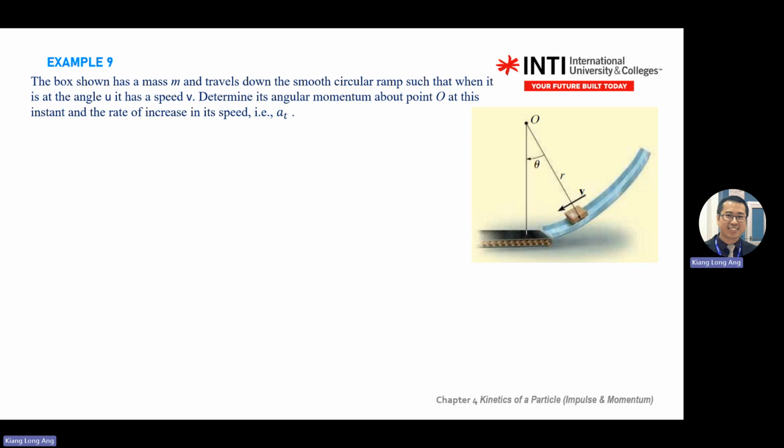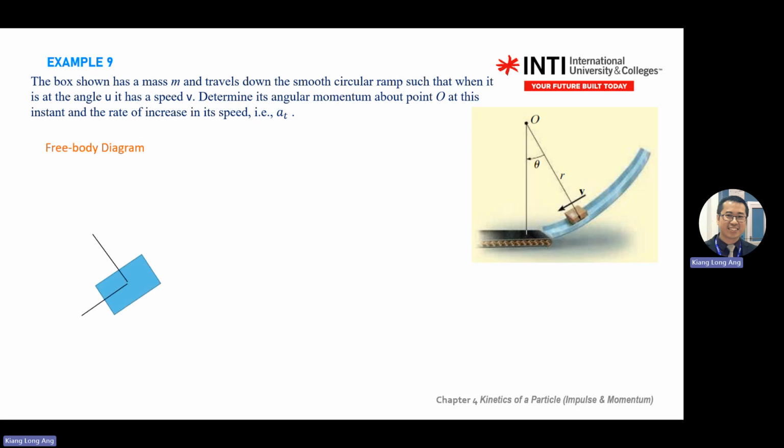So you're given mass m traveling on a smooth circular ramp. Smooth means no friction, such that when it's at the angle theta, so this one is theta, typo error, it has a speed of v. Determine the angular momentum about O at this instant, and the rate of increase in the speed. Rate of increase in speed basically is acceleration. Sometimes the question will confuse you a bit with the terms. For example, rate of increase in the speed is actually an acceleration. Okay, so you draw the free body diagram.